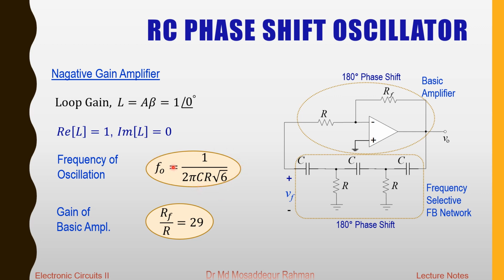And like before for the Wien bridge oscillator, you can also fix the frequency at your desired level by fixing the value of R or C.